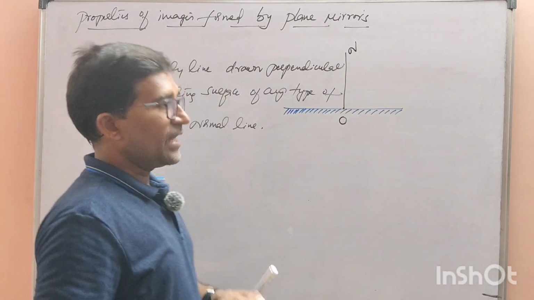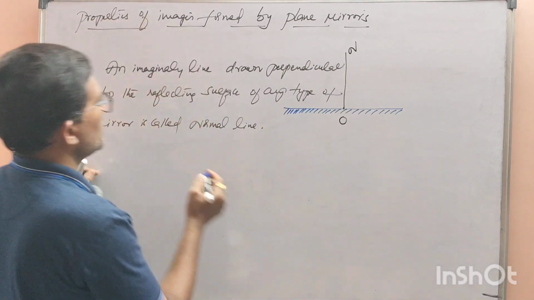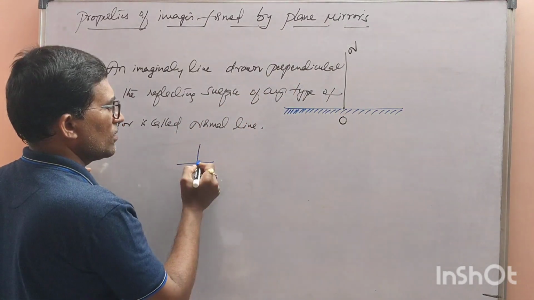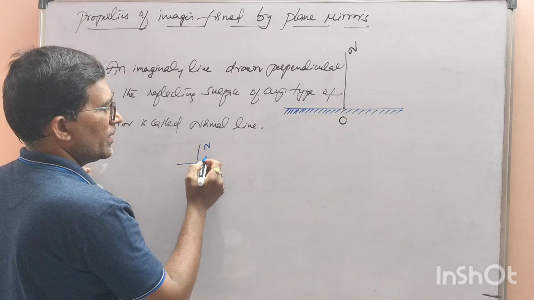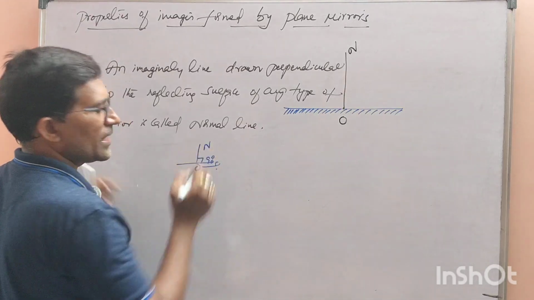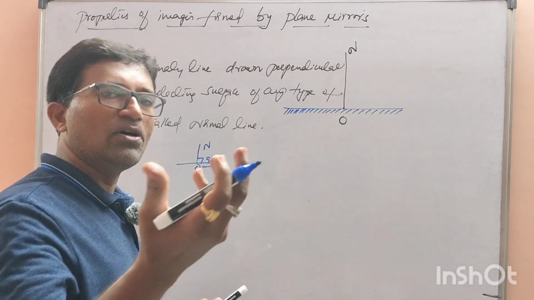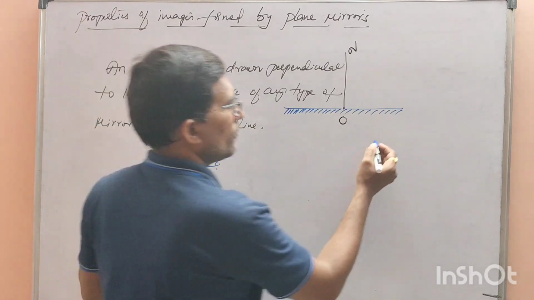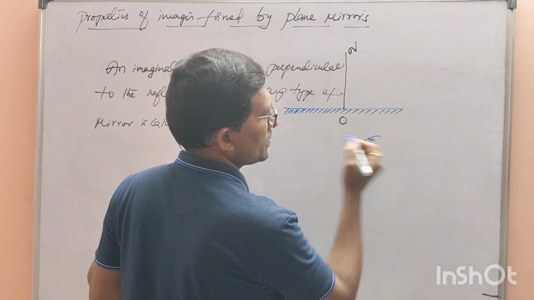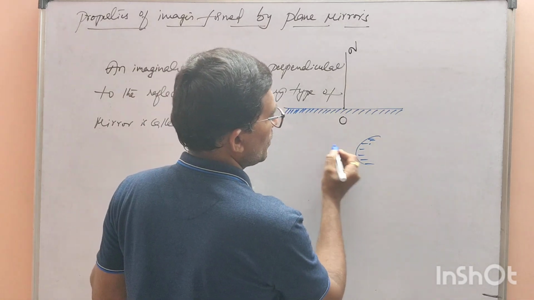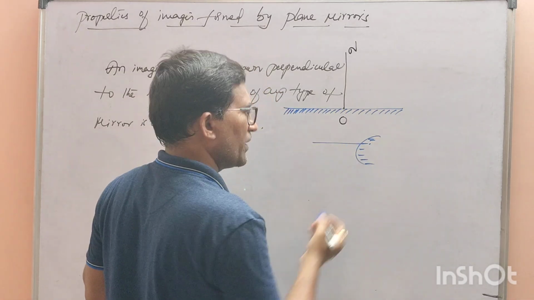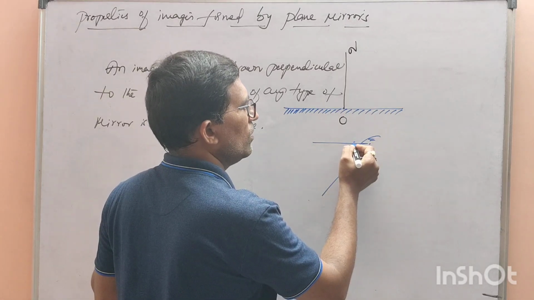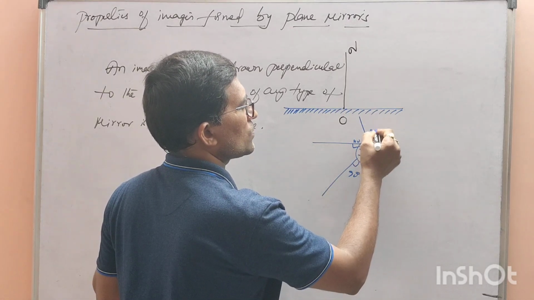So the angle for the normal line will always be perpendicular. The normal line angle will always be 90 degrees in case of any type of mirror, whether it is a plane mirror or a curved mirror. Understood? For example, this is a curved mirror, a convex mirror, and this is a normal line. It is perpendicular. If I draw the normal like this, the angle here is 90 degrees, and here is also 90 degrees. If I draw like this, it is also 90 degrees.